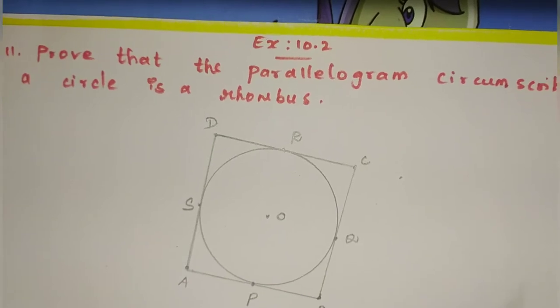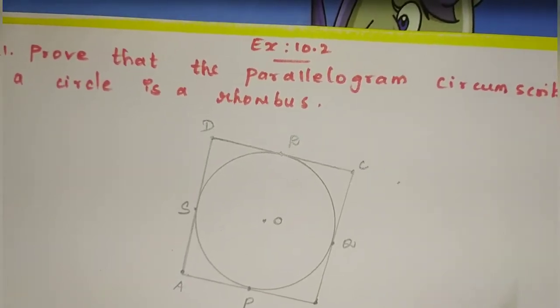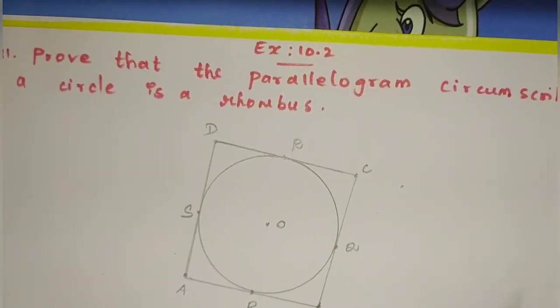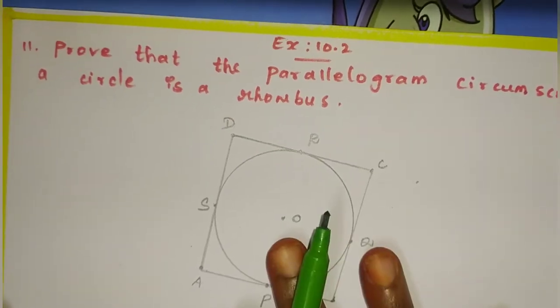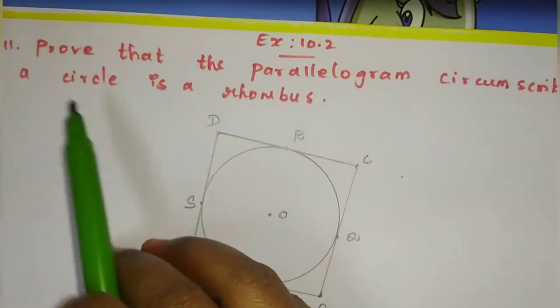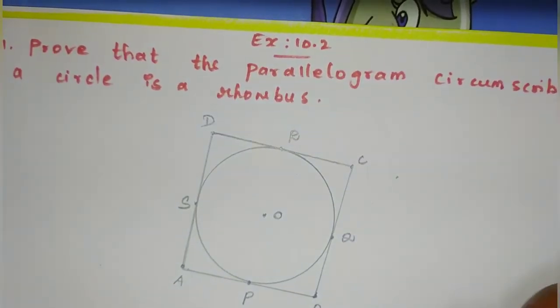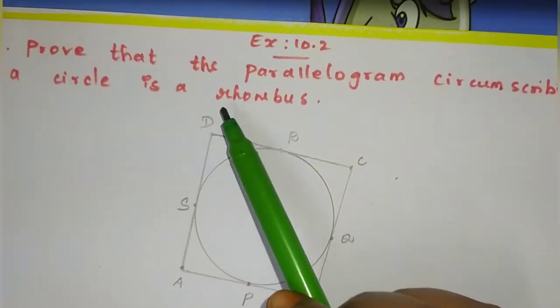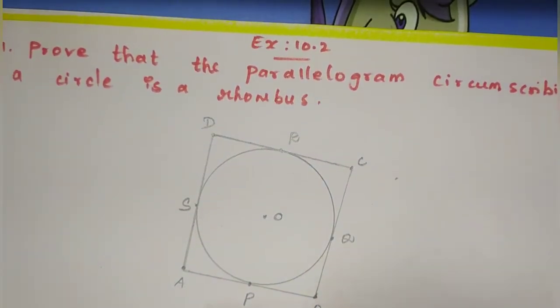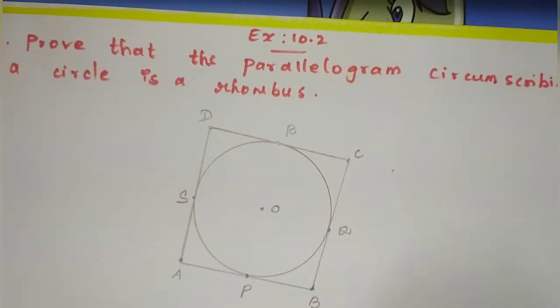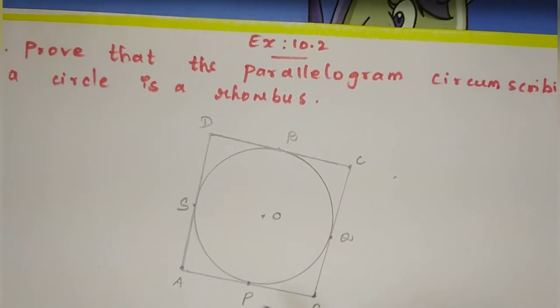Namaste students. In this video we are going to see exercise 10.2, 11th problem. Listen. Prove that the parallelogram circumscribing a circle is a rhombus. This is a parallelogram. What condition do we have for that?